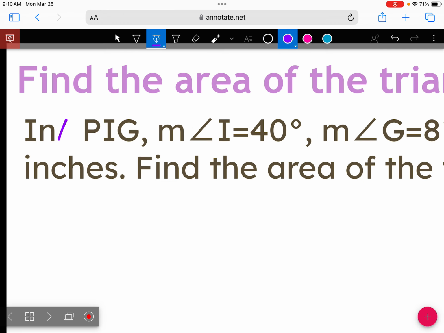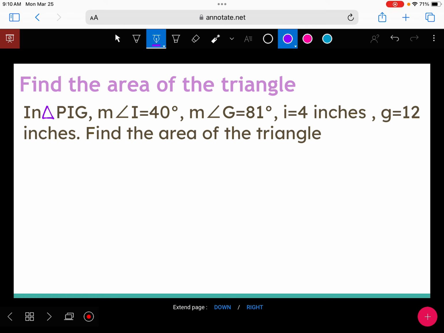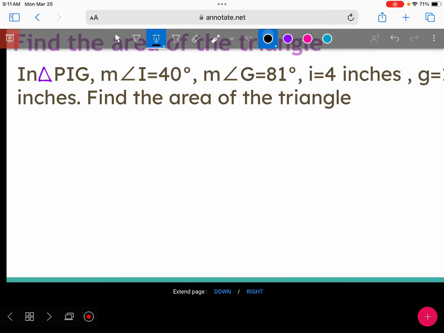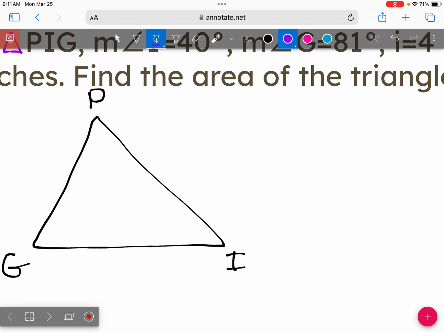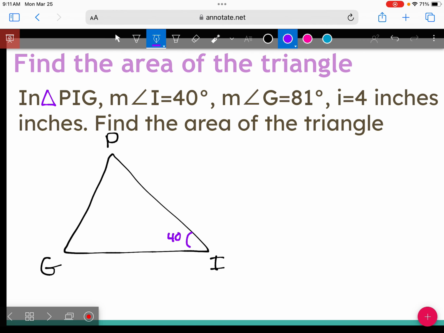Next one, we've got triangle PIG. The triangle symbol doesn't like to show up every now and then. We've got measure of angle I, measure of angle G, side I, side G. So we have a lot of information here, so I'm going to draw some pictures so we can see what we've got. P-I-G, making it a random. Remember, we're not drawing to scale. We're getting it close, but by drawing it out, sometimes we can see what pieces we have. Because we know angle I is 40, angle G is 81, and side I is 4.